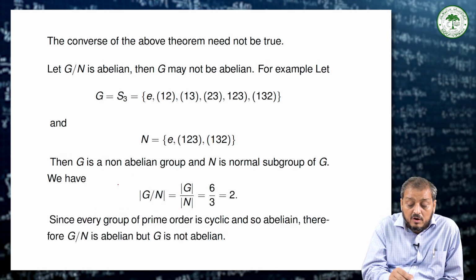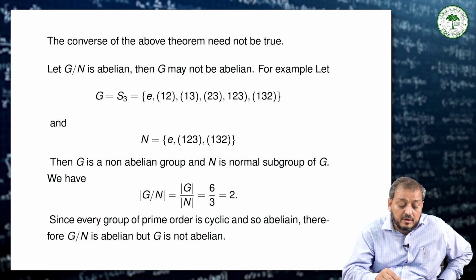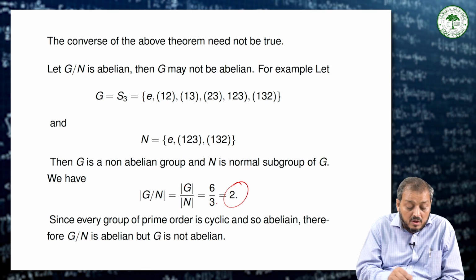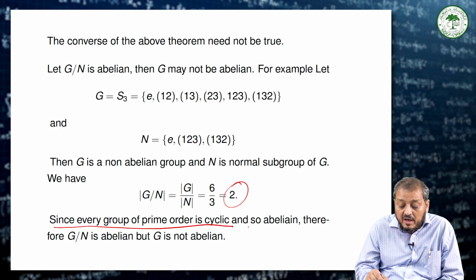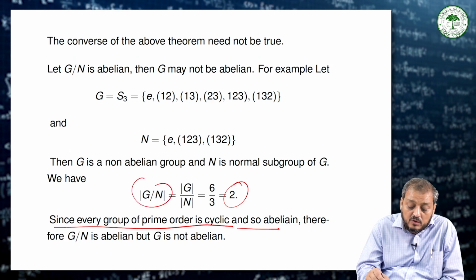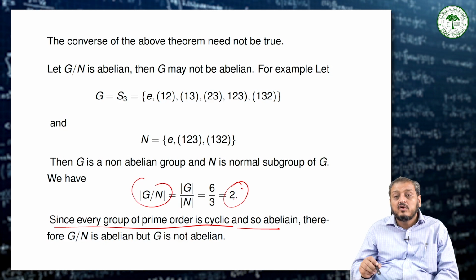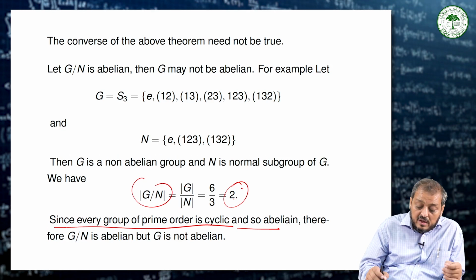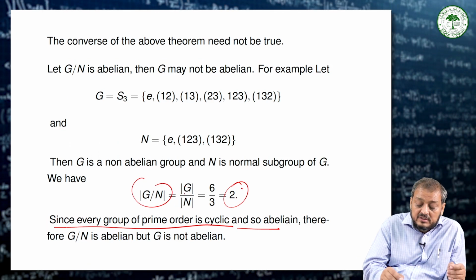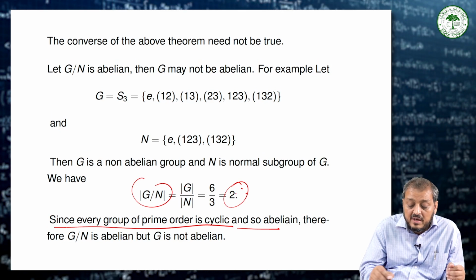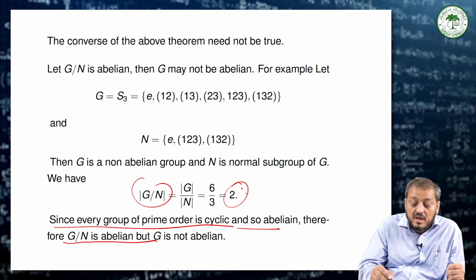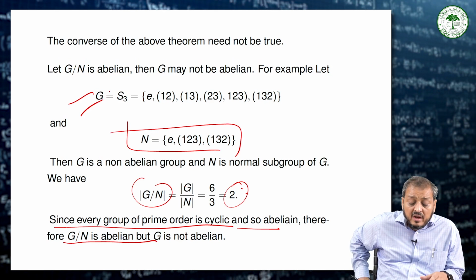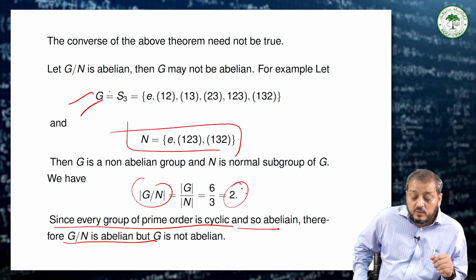Because you know that the order of the factor group G/N is 2, and if the order of G/N is equal to 2, every group of prime order is cyclic and so is abelian. So this means G/N has order 2. Every group of prime order is cyclic, and it is abelian. So we can say that G/N has order 2 and G/N is abelian. So we find that G/N is abelian, but there exists a non-abelian group G where N satisfies this form.